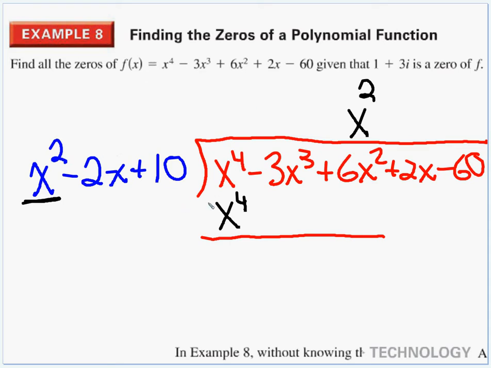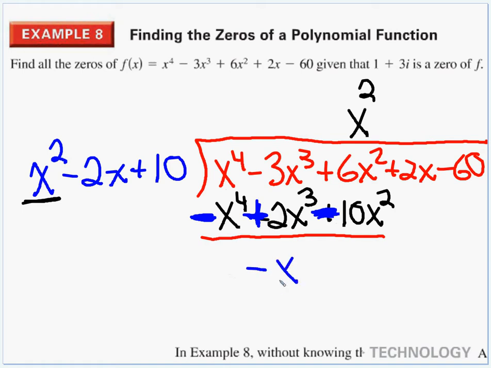So we distribute x to the fourth minus 2x cubed plus 10x squared. And remember, we can either subtract here or distribute a negative and add. If I distribute a negative in blue ink, this is going to change to a plus, and this here will change to a minus, and now we can just add the columns. x to the fourth is gone, and that looks like a negative 1x cubed. And there we'll have a negative 4x squared. And let's bring down the next term, a plus 2x.